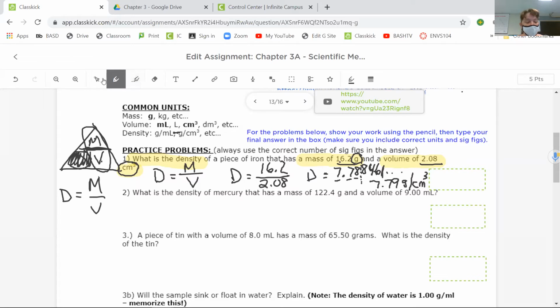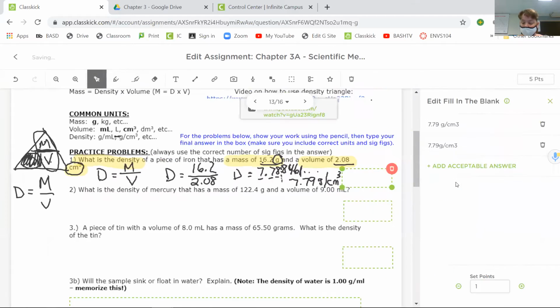I have not separated the units out in the boxes this time. Okay, so I'm going to bring up the key just so you can see how your answers need to look. You need the number portion, so 7.79. Then you can choose to put a space in or not. Okay, that's up to you. Then you need gram slash centimeter, and then the cubed is just going to go right after it as a regular number. Okay, so either of those will give you the correct answer.